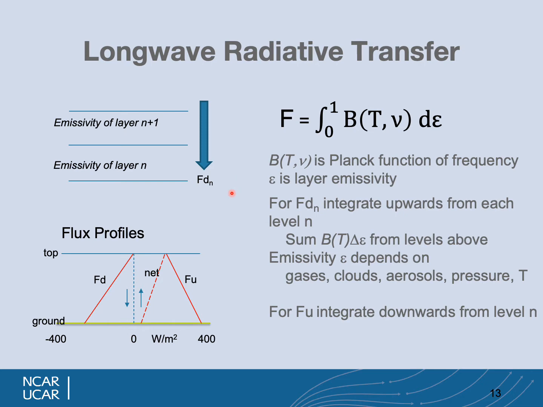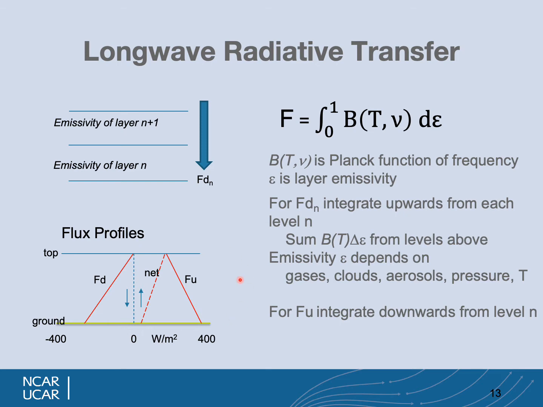Then this is basically a summation of the B contributions from each layer above. And the emissivity of each layer depends on the gases, the clouds, the aerosols, pressure and temperature in the layers. And again, lookup tables are used to compute those numbers to fill in that integration. After you've done that, you get a downward flux and an upward flux seen in the bottom diagram here.